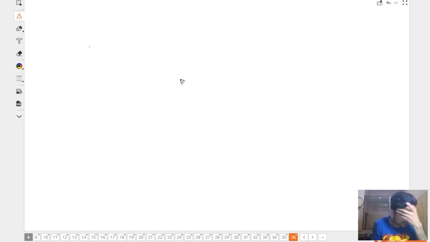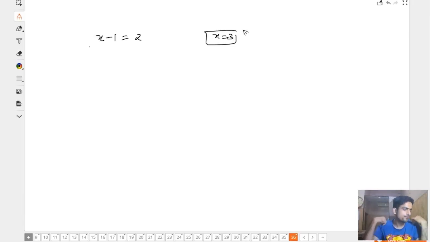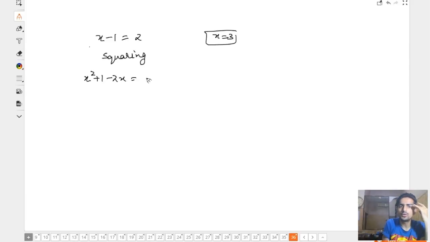Okay. Now, just listen to me carefully. Say there was the equation x minus 1 equal to 2. We know its solution is x equal to 3. Perfectly fine. No issues with that. But somehow it came to my mind, when I was going to solve it, I squared it. Meri marzi, I just did it. When I squared it, I got x squared plus 1 minus 2x equal to 4, which is x squared minus 2x minus 3 equal to 0.